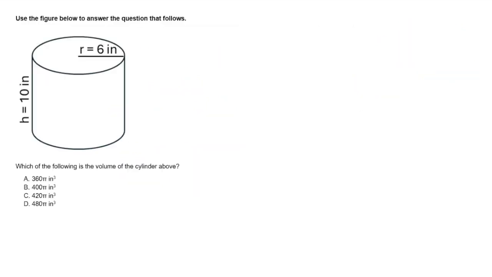Which of the following is the volume of the cylinder above? 360 pi inches cubed, 400 pi inches cubed, 420 pi inches cubed, or 480 pi inches cubed? Well, since we've already got a nice diagram here, let's just write out the formula for volume of a cylinder. And that is pi r squared times the height. So now let's fill in what we know.